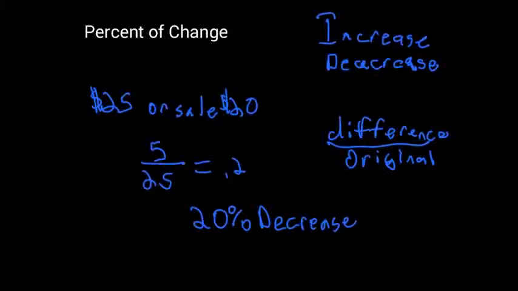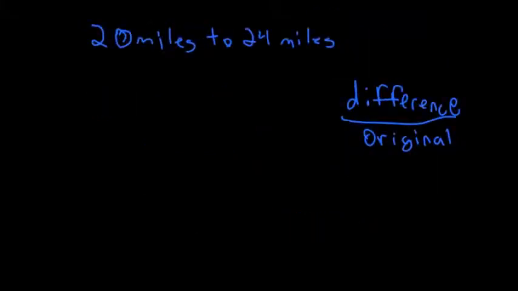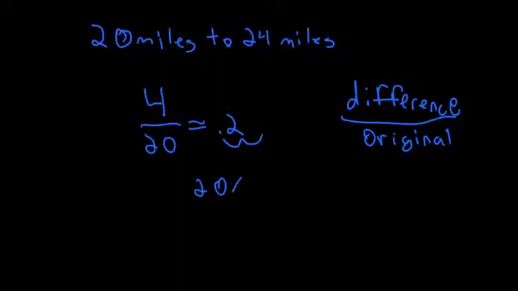Alright, let's do a couple more. So my weekly mileage for running went from 20 miles to 24 miles. So again, we're going to find the difference. 24 minus 20 is 4 over our original, which is 20. So 4 divided by 20 is going to be 2/10. Make that a percent. And it's a 20% increase.